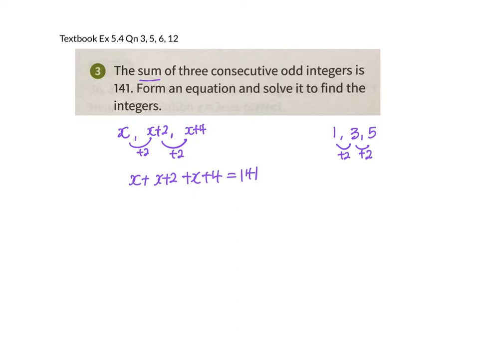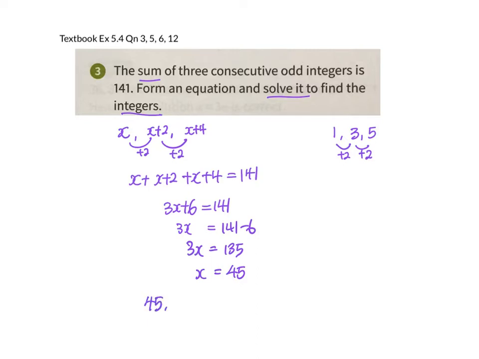Now simplifying the equation, we have 3x plus 6 to be 141, and 3x is equal to 141 minus 6, to give me 135. 3 units of x is 135, so 1 unit of x will be 45. Okay, so we need to solve it, and then we need to find the integers. So what are the 3 consecutive odd numbers? The first one will be 45, the second one will be 45 plus 2, 47, and then 49.